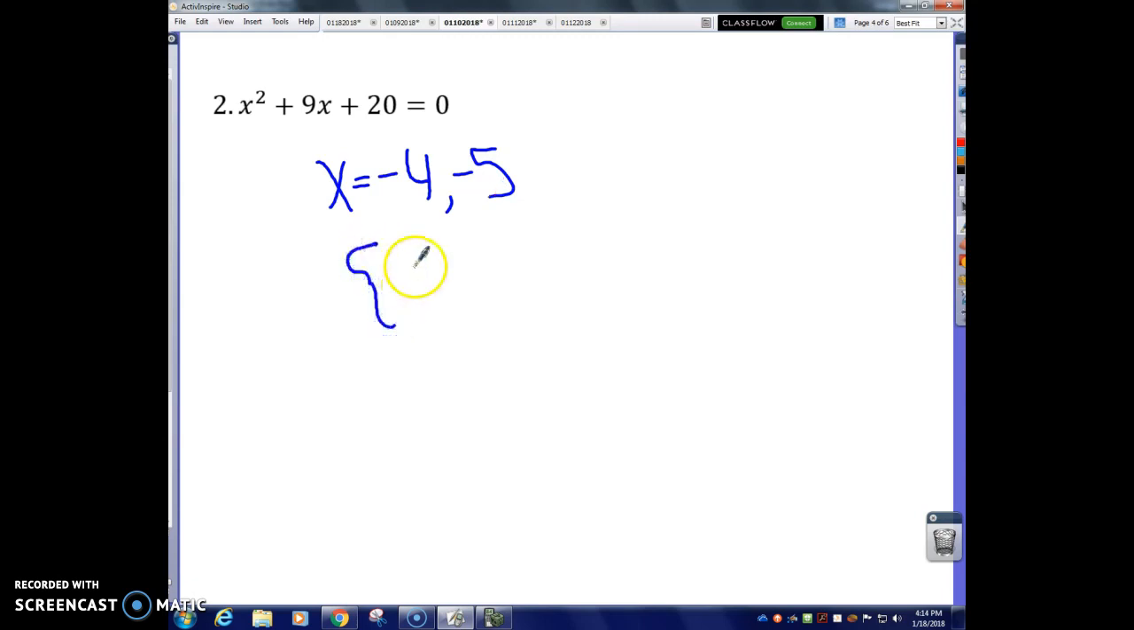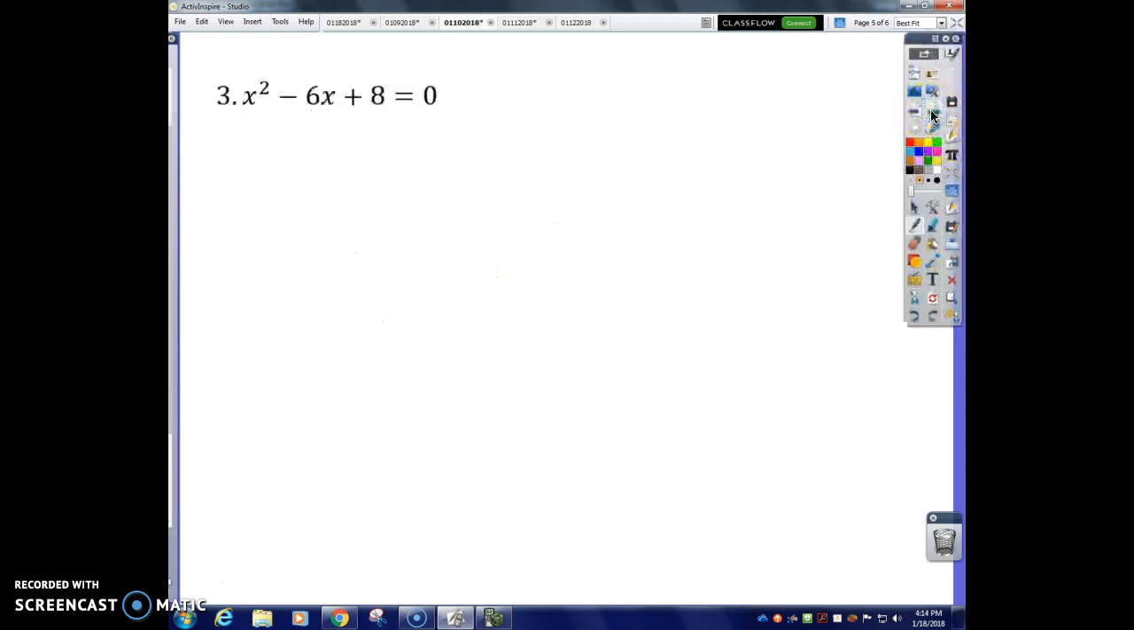You might also see it like this on your test. Okay, so this is pretty straightforward. This is really just plug it into the calculator and check your graph. Okay, so let's try another one.